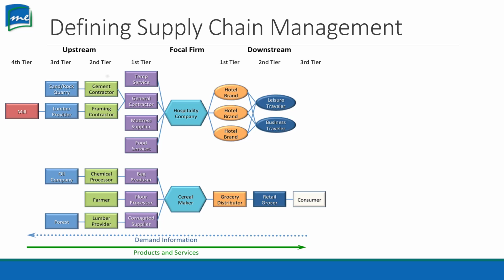But we do have some issues, such as the Bullwhip Effect, which we'll go on to later. So, based on that demand information, products and services go down the chain. So the cereal maker can make sure that they produce 5,000 boxes of cereal and send it down to their distributor, which then can go to the grocer, which then can go to the consumer.